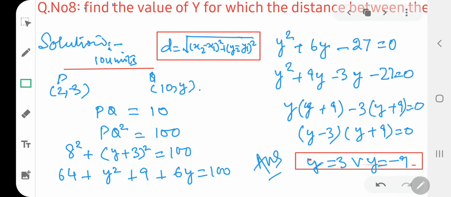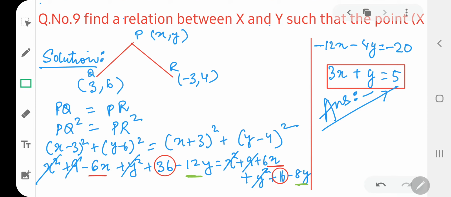Now let's solve one more question based on the distance formula only, and in this question he is saying find a relation between x and y such that the points 3, 6 and minus 3, 4 are equidistant from this point x, y. So he is giving that PQ is equal to PR.